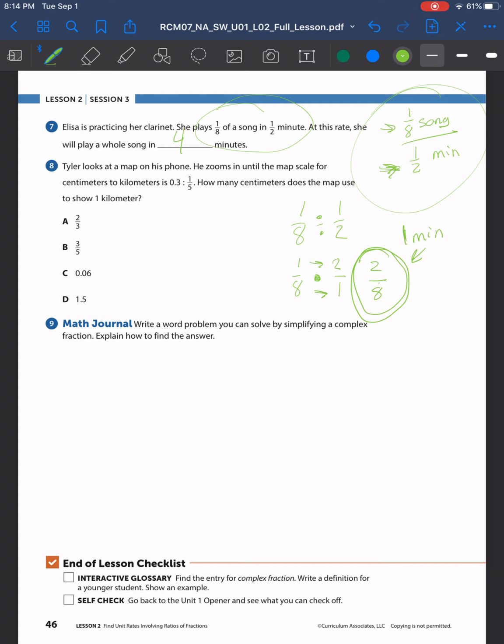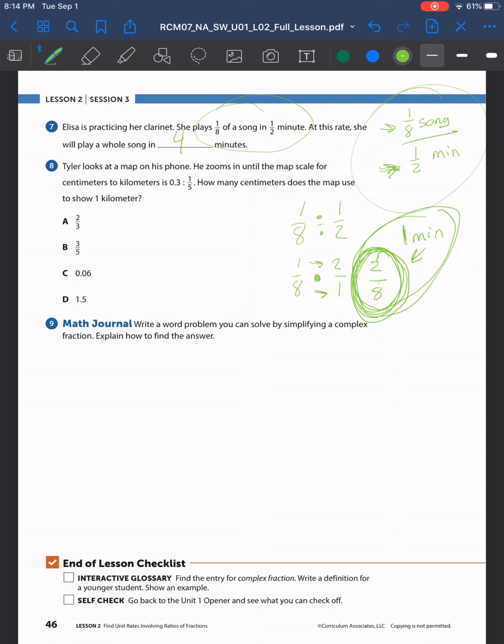So if you were to divide these two numbers, that's how you would find your unit rate, not the answer to the problem, because now it wants to know how long will it take her to play a whole song. So then I could take my unit rate, which is 2/8, and I could just go ahead and multiply it. Okay, if I would multiply it by a whole song of 1/8, 2/8 times 1/8, eventually would get 4. Okay? So it's a long way to go about it, but it works.